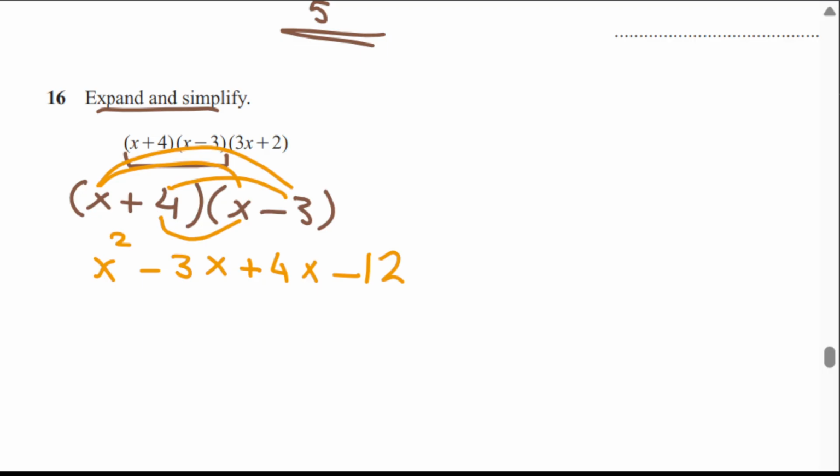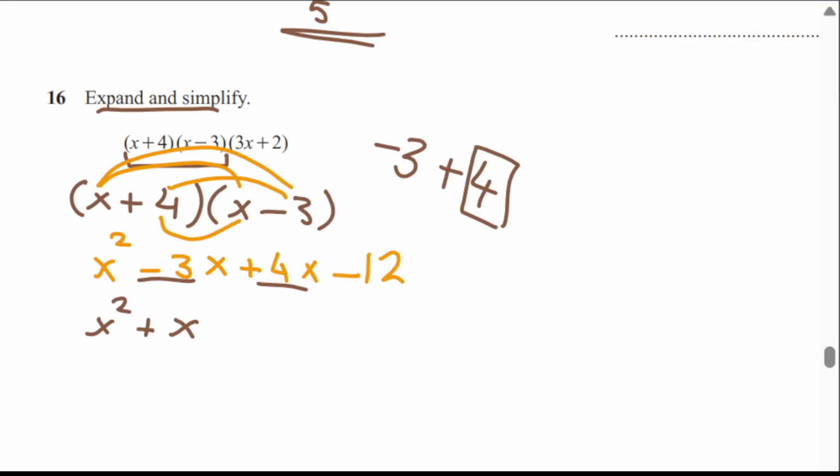Let's combine like terms. Nothing looks like x squared, so I'll just write it. Minus 3x and plus 4x look alike, so it's just plus x. Are you confused? Why is it plus x? Think of it like minus 3 plus 4. So you have $4 in your hand and you lost 3 of them. How many dollars are left? So it's just 1. That's why it's 1. And then minus 12 stays. So this is the first bracket, the first 2 brackets.